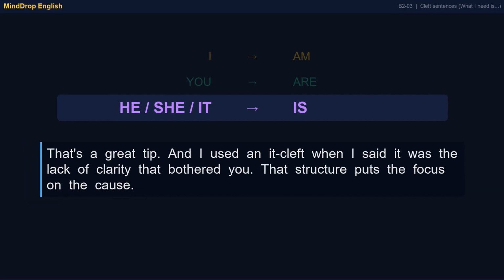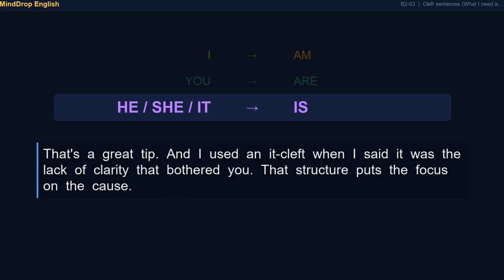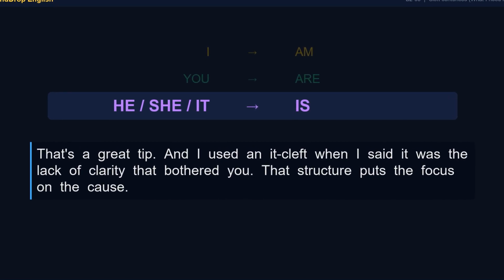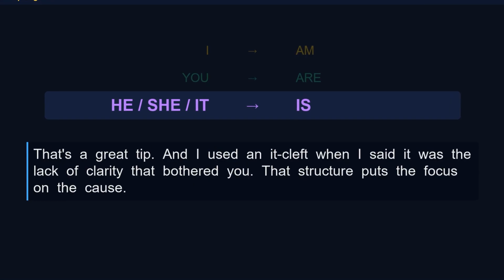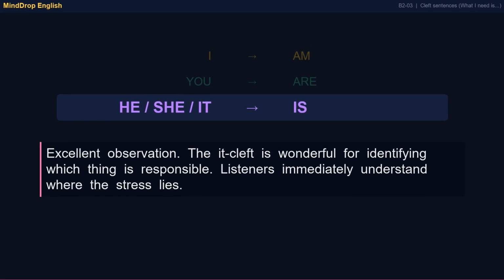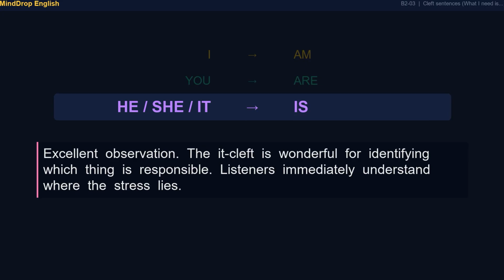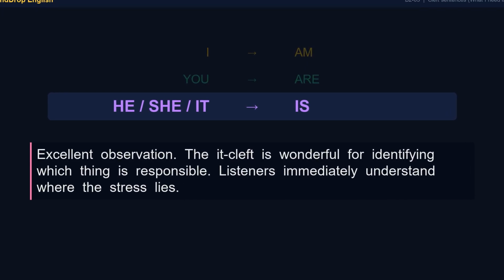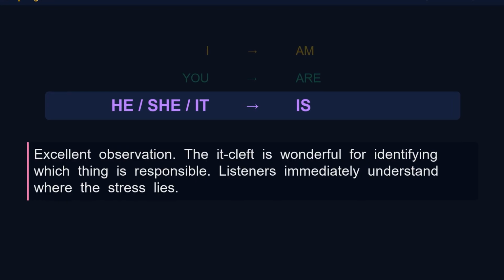That's a great tip. And I used an it cleft when I said it was the lack of clarity that bothered you. That structure puts the focus on the cause. Excellent observation. The it cleft is wonderful for identifying which thing is responsible. Listeners immediately understand where the stress lies.